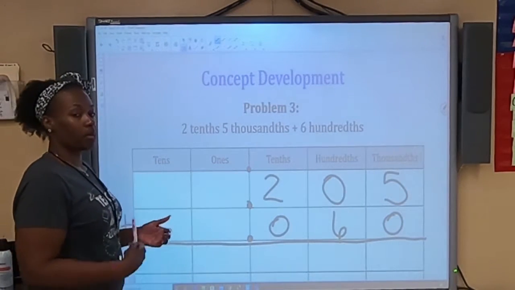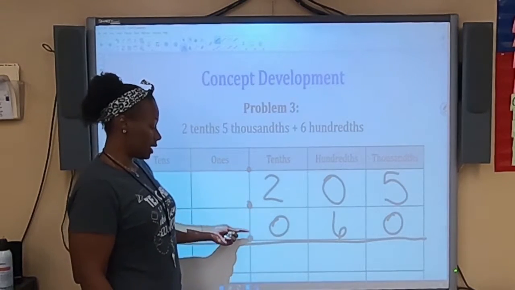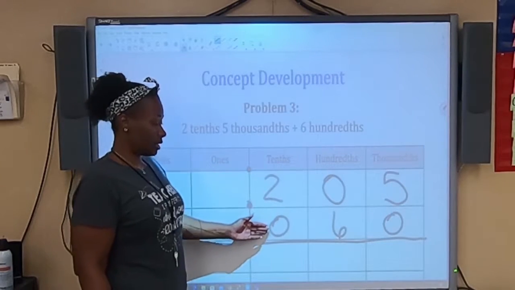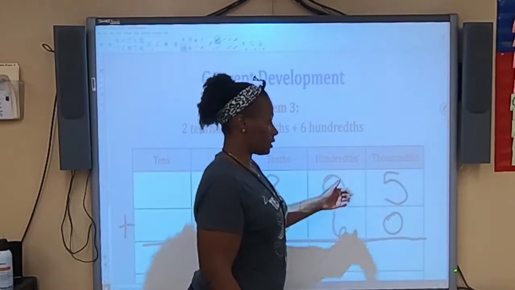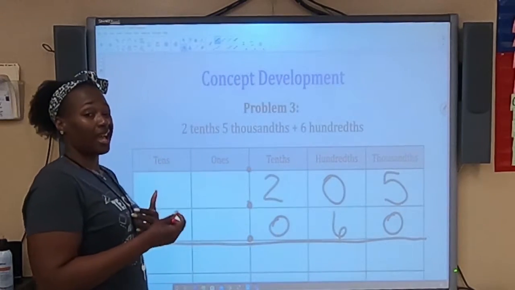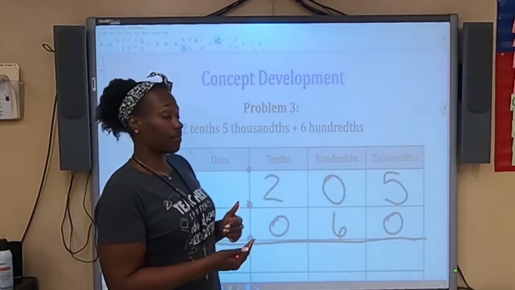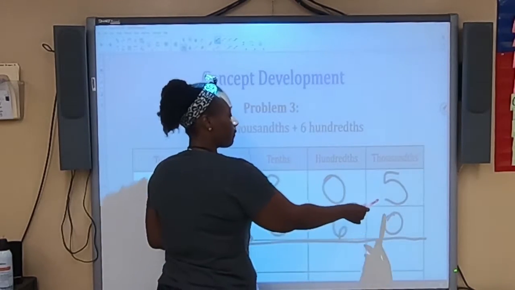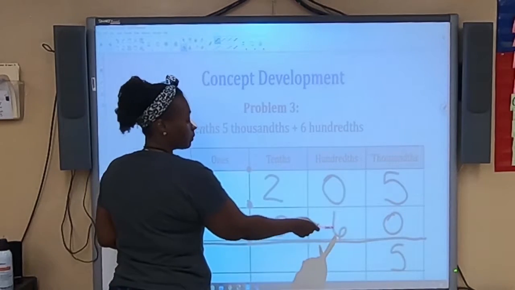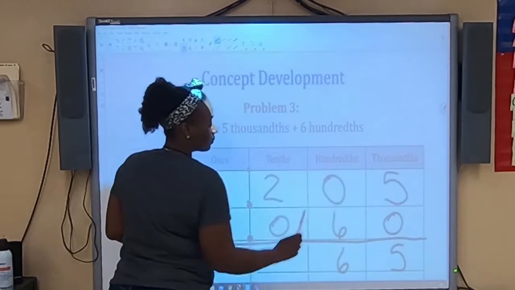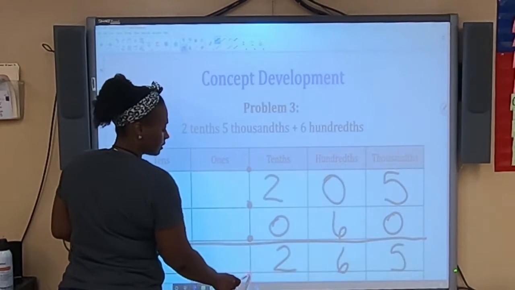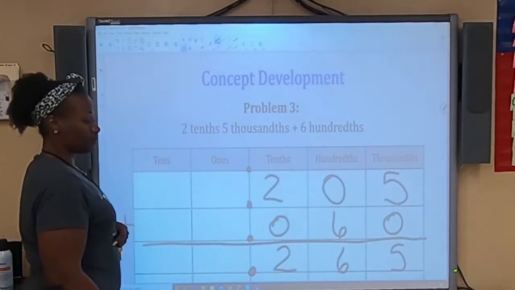Notice the whole purpose of this is to get my decimals lined up. Because once my decimals are lined up, that means my tenths are with my tenths, my hundredths are with my hundredths, and my thousandths are with my thousandths. Remember, I told you to always add or subtract starting on the right side of the problem. So we're going to start with the 5 plus 0, which is 5 in the thousandths. 0 plus 6, which is 6 in the hundredths. 2 plus 0, which is 2 in the tenths. Drop my decimal.